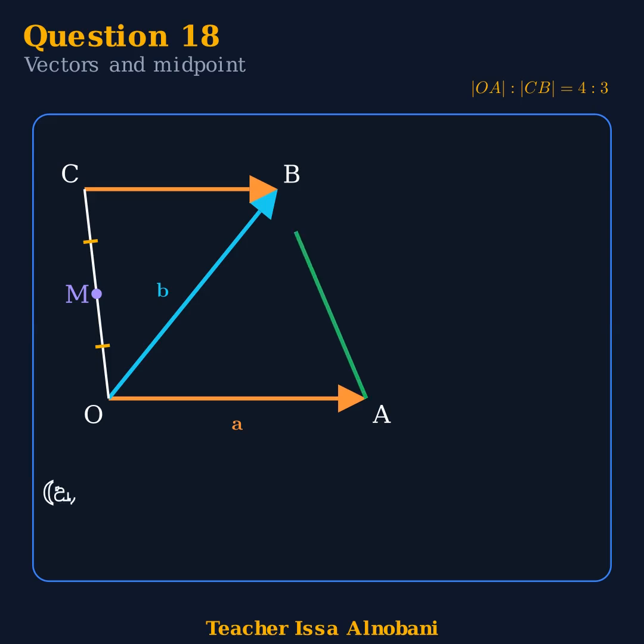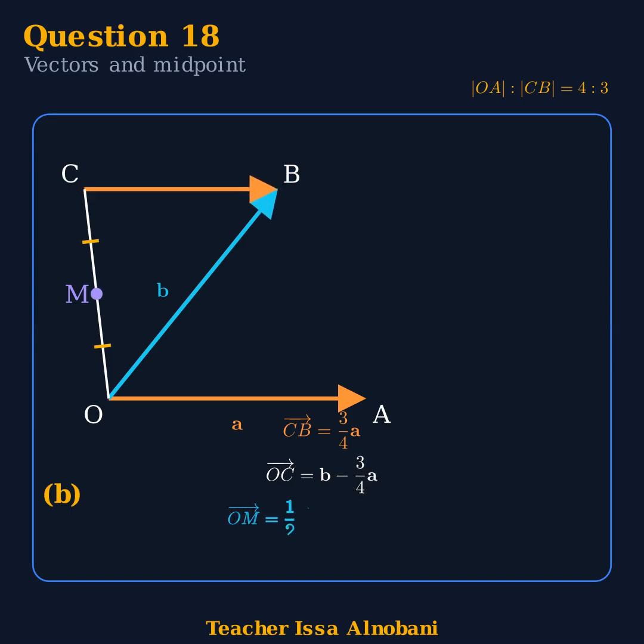To travel from A to B, go from A back to O, then from O to B. Vector AO is minus a, and vector OB is b. Therefore, vector AB equals b minus a. Because OA and CB are parallel and their lengths are in the ratio 4 to 3, vector CB is 3/4 a. To find OC, travel from O to B and then from B to C.